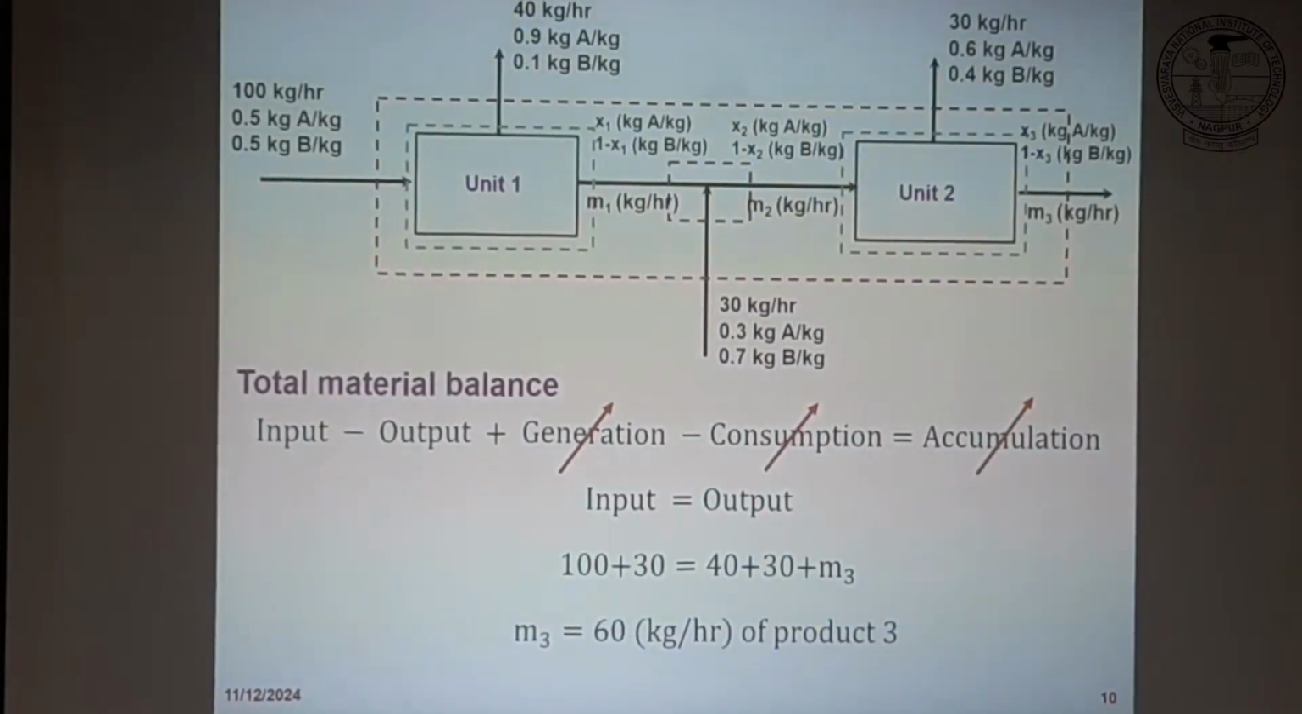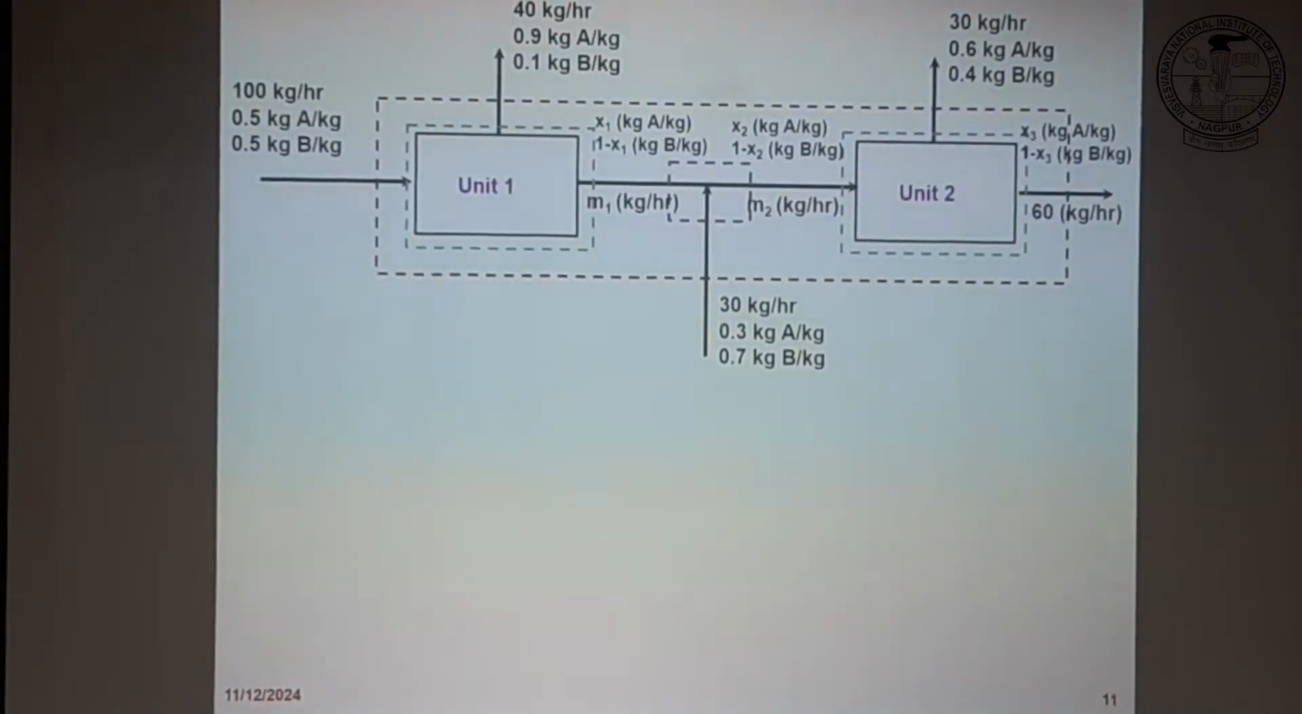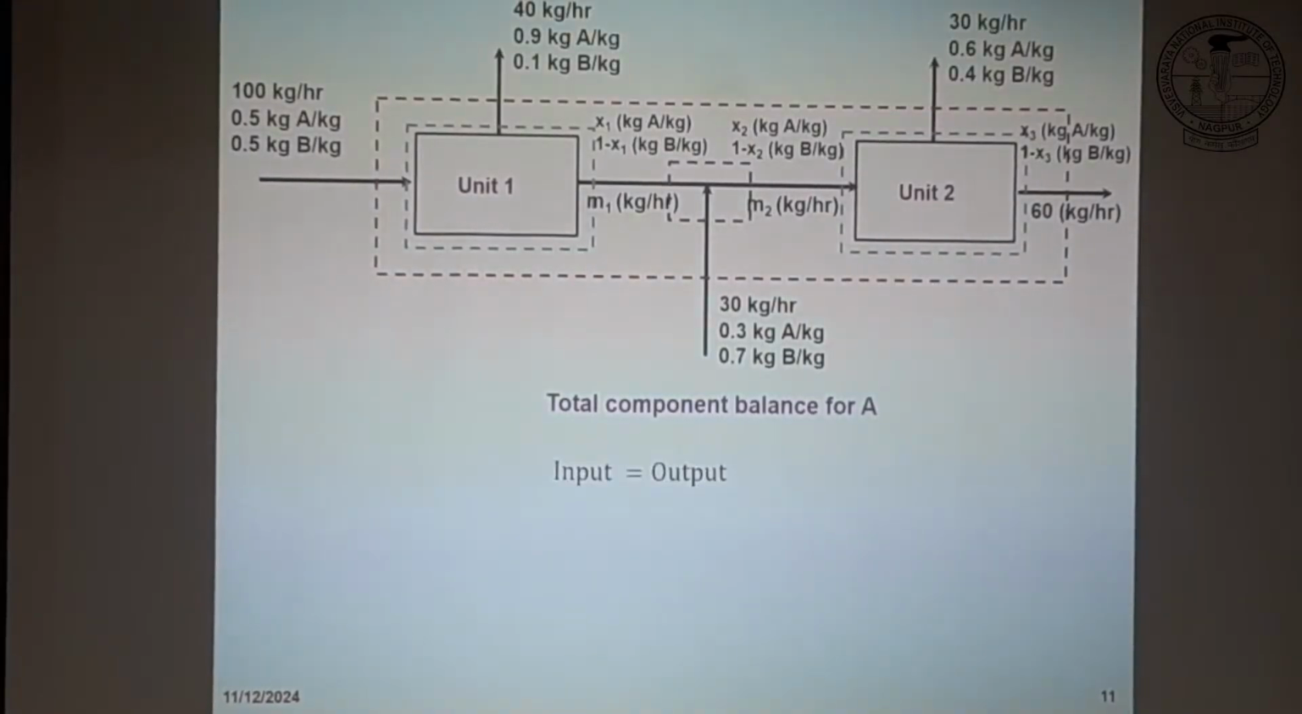Okay. Followed by, we have to make a component balance across the total process, or means total material balance. So I am considering only component A. Automatically component B we can calculate. So the total component balance across the total process: input is equal to output.